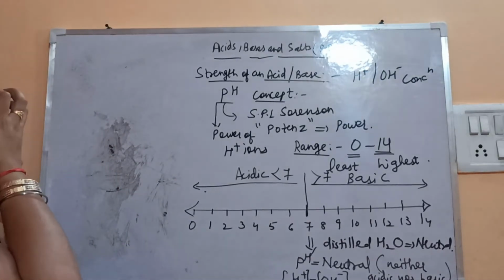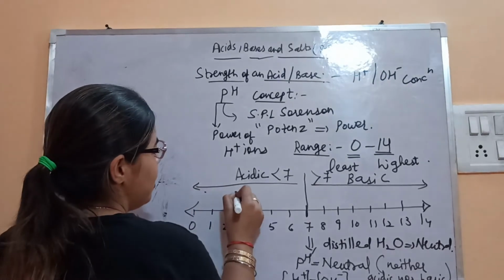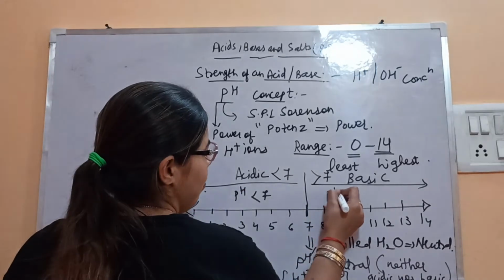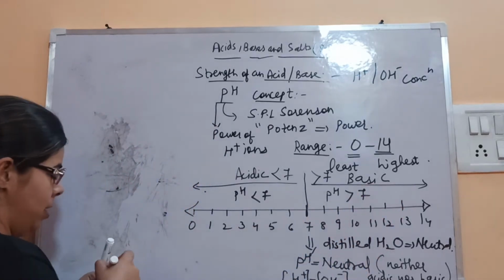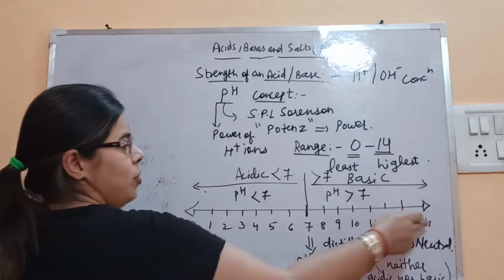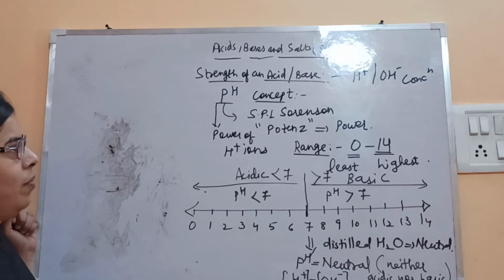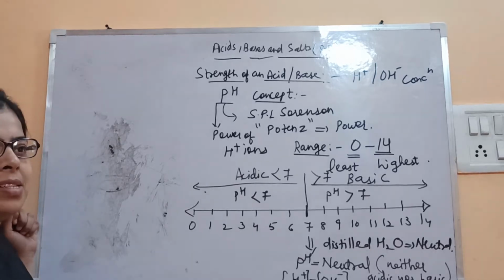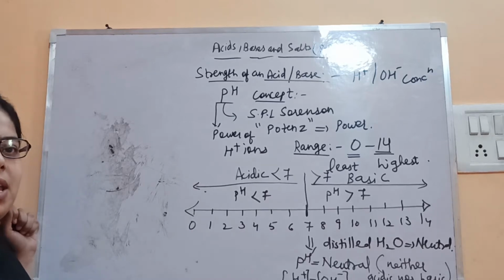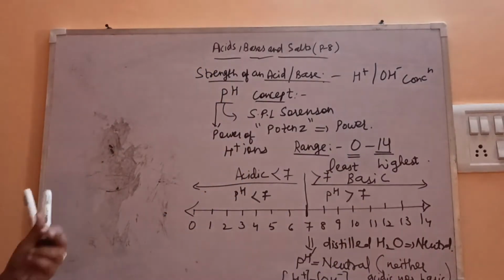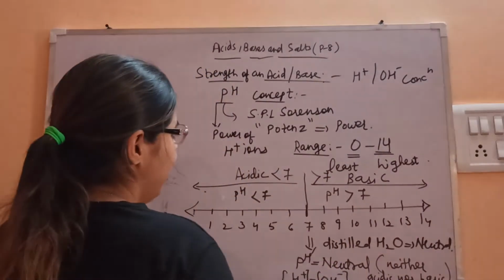So acidic means pH is less than 7. pH greater than 7 is basic. All these show acidic nature, all these show basic nature. So with the help of the pH scale, pH concept, we'll come to know about the strength of the acid. More the H plus ion, more will be the acidic nature, or stronger the acid. So let's understand this scale in detail.